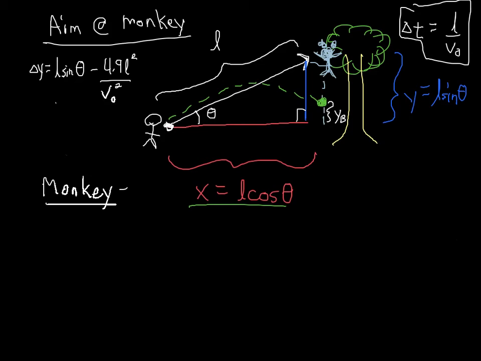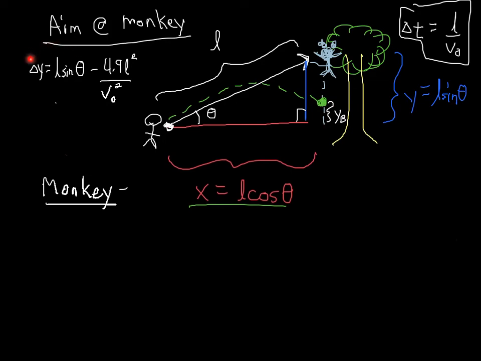So we found everything we can for the bullet. We use the x direction to find this change in time equal to L over V naught. That's going to be the change in time for every part of the problem, the time that the bullet or dart is in the air, in both the x direction and the y direction, and the time that this monkey is going to be falling down. We found the final height of the bullet, this YB, the change in Y position of the bullet.